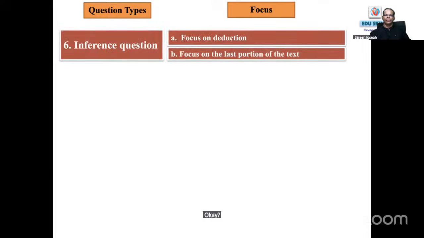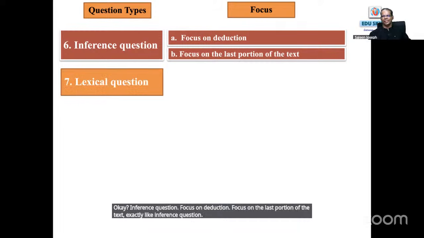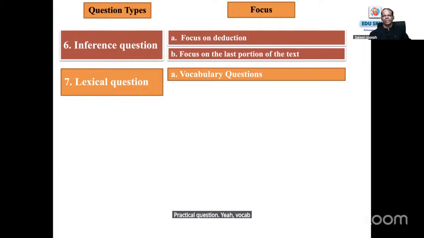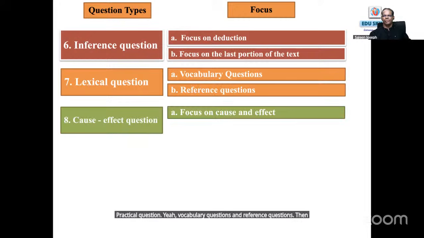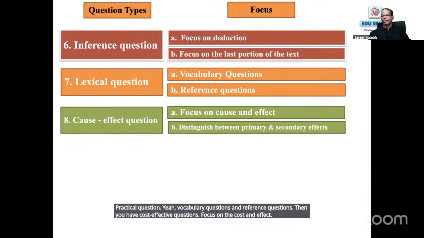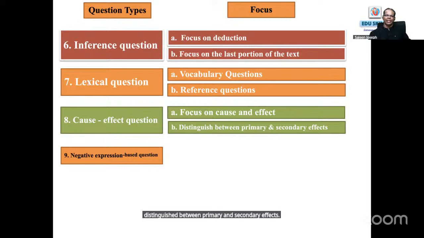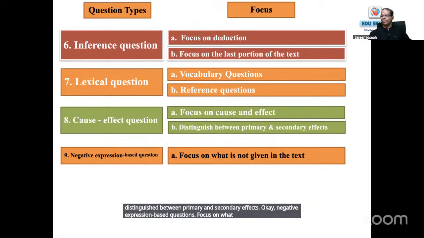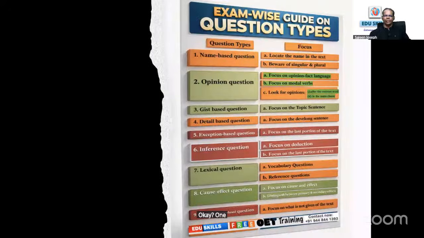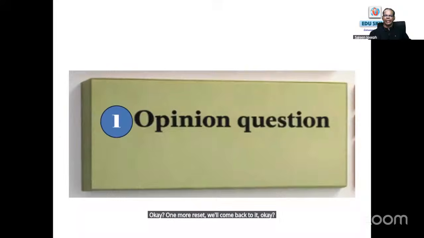For an inference question, focus on deduction, focus on the last portion of the text. Then lexical questions, that is vocabulary questions and reference questions. Then you have cause-effect questions: focus on the cause and effect, and distinguish between primary and secondary effects. For negative expression-based questions, focus on what is not given in the text. One more is there, we'll come back to it. Let's make it very clear with one type. Most of the Part C questions are based on this type, so the type is the opinion question. For gist-based questions, mostly the answer will be in the topic sentence.